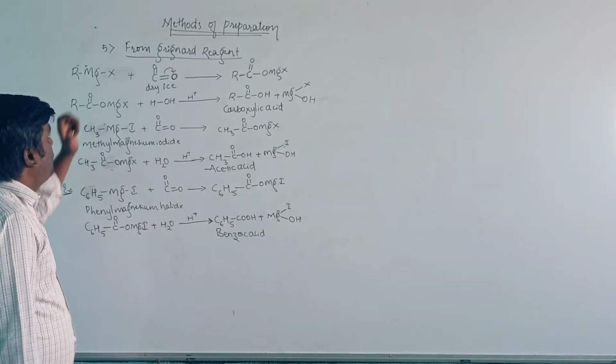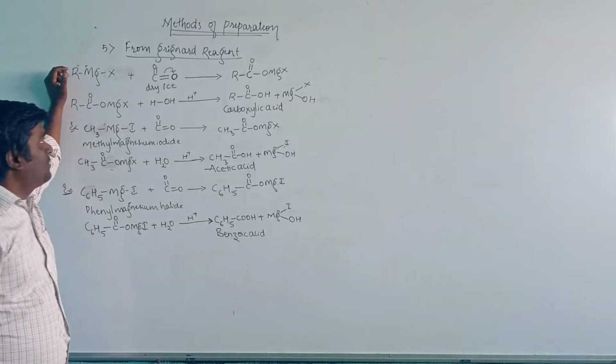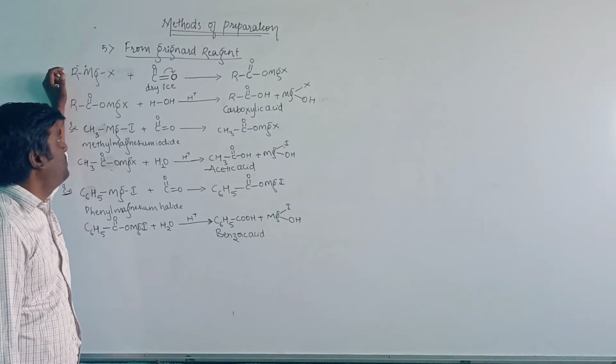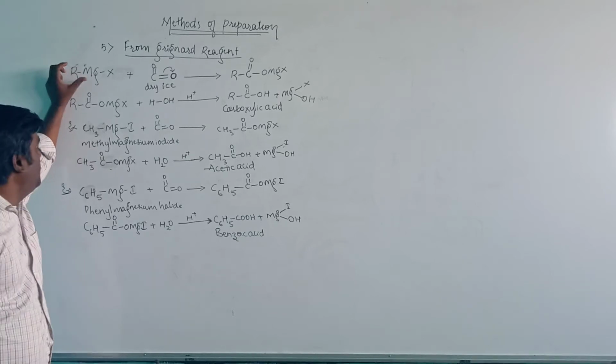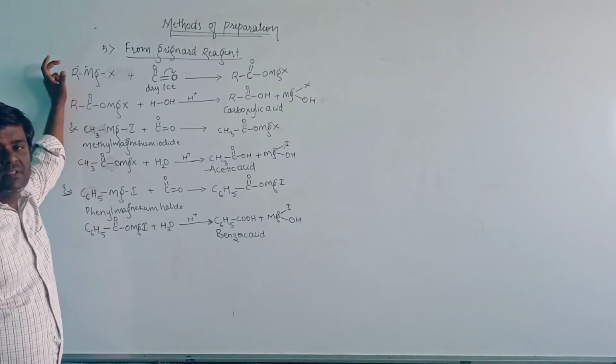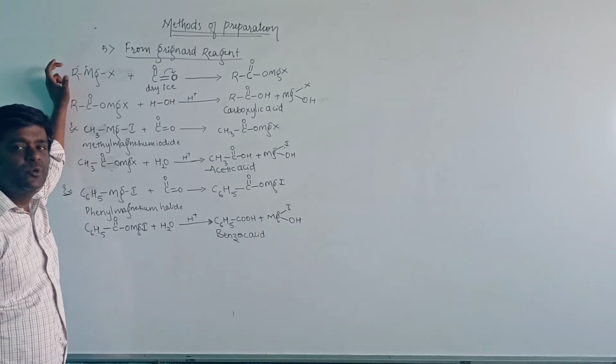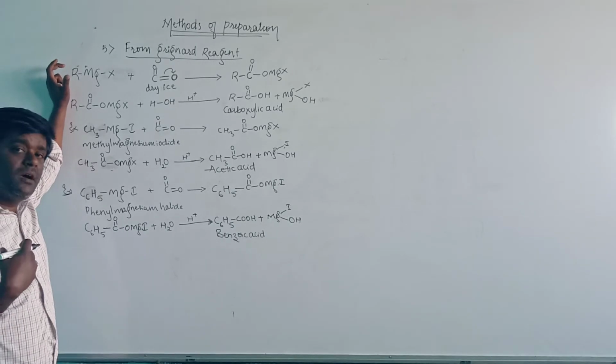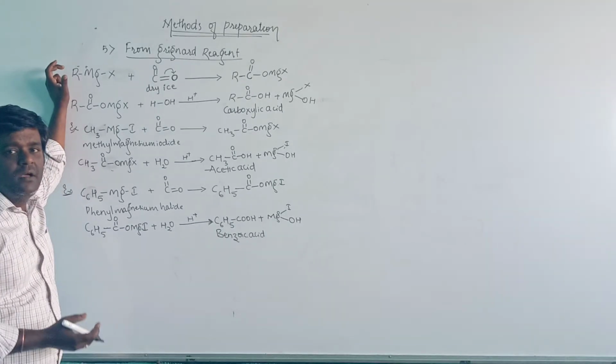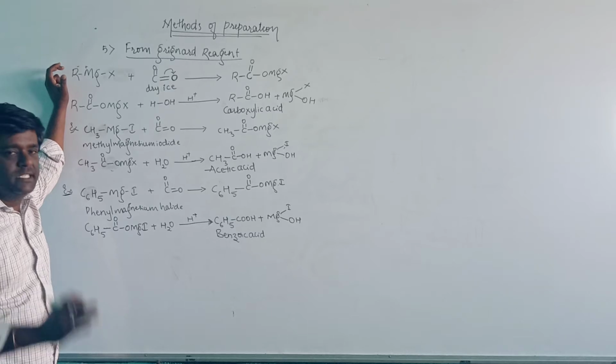This is the fifth method, that is preparation of carboxylic acid with the help of a Grignard reagent. When the Grignard reagent reacts with dry ice, it gives the addition product, which on further acid hydrolysis produces the respective carboxylic acid.